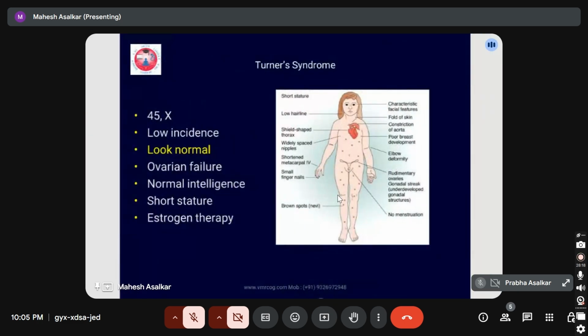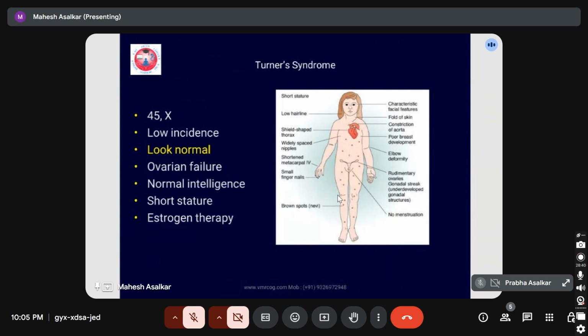Okay, now next is Turner syndrome. It is a monosomy, that is 45X is the composition, incidence is low, look is normal, but there is ovarian failure, intelligence normal, short stature, and the treatment is estrogen therapy. Okay, so these are the features of Turner syndrome.